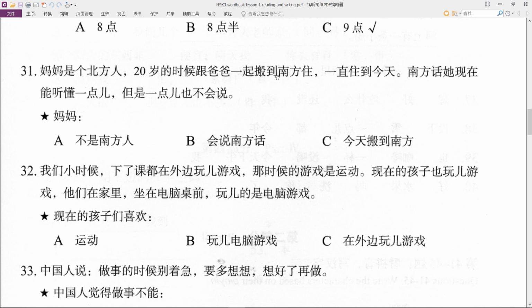一直住到今天, so 一直, all the time, 住, live, 到, until 今天, today, so they always live there until today. 南方话, 话 means words. Sometimes 话 can be translated as dialect, language. Probably dialect because we won't use 话 for a quite official language. We use 语, 英语, 汉语, or we sometimes use 文, 中文, 法文. So 话 is just dialect. 南方话, southern dialect.